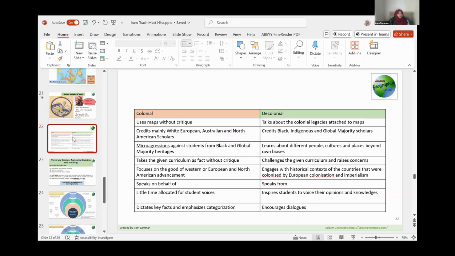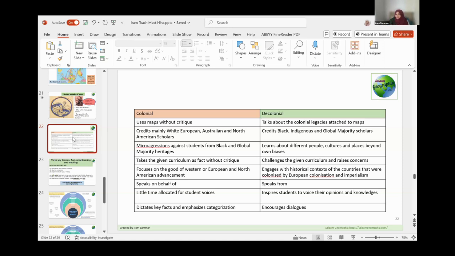Colonial might be crediting only white, European, Australian, North American scholars. Decolonial might be giving credits to Black, Indigenous, and global majority scholars. And knowing that, terms like Indigenous are spelt with a capital I, and so forth. And then those little things like microaggressions against students from Black and global majority heritages. Be careful when you're showing images about those countries, and be mindful about your classroom.